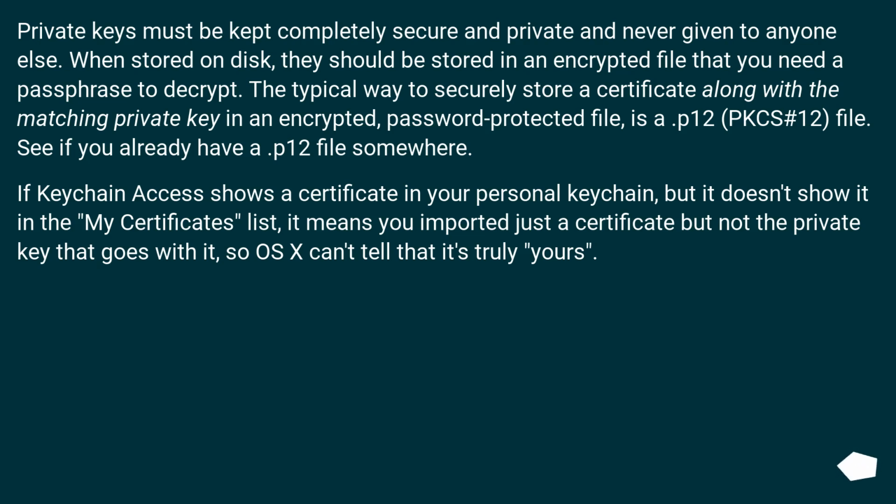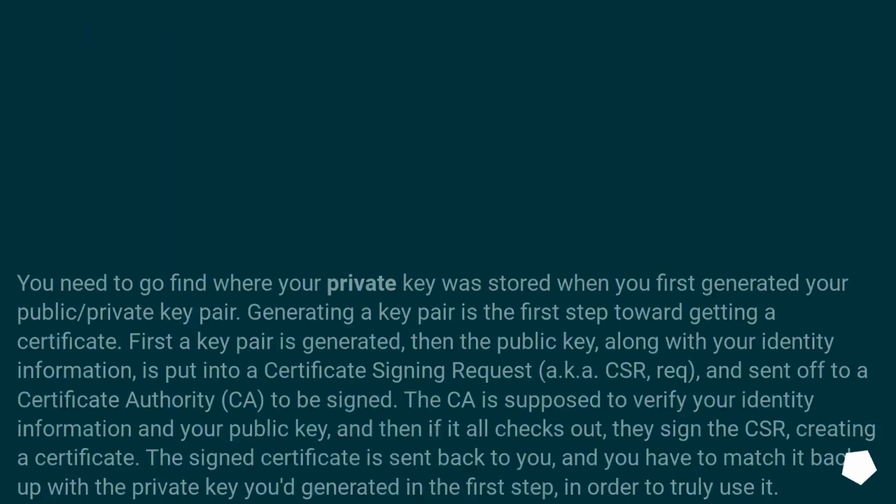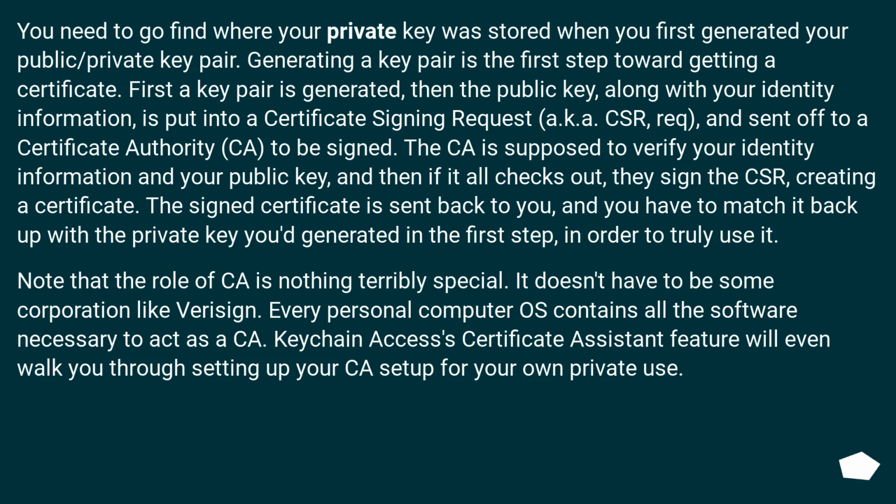If Keychain Access shows a certificate in your personal keychain, but it doesn't show it in the My Certificates list, it means you imported just a certificate but not the private key that goes with it, so OS X can't tell that it's truly yours. You need to go find where your private key was stored when you first generated your public/private key pair.